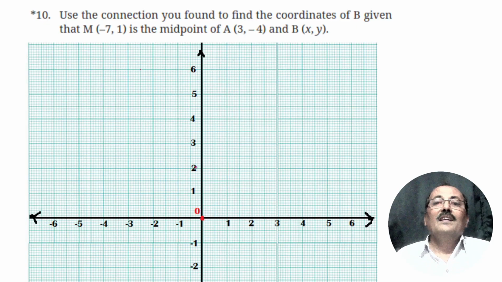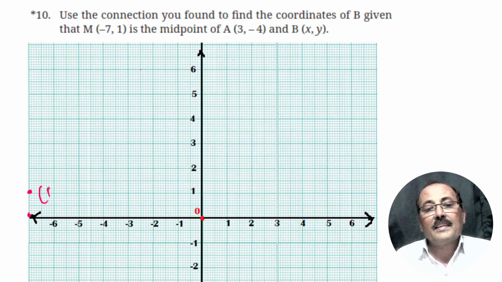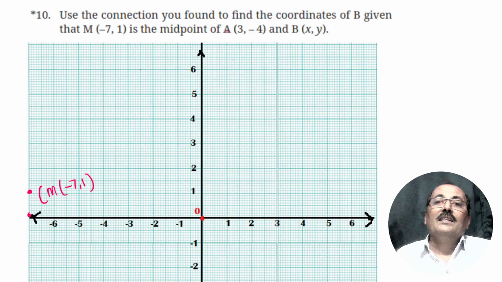Okay, first let us see these 2 points. Let me plot this. M minus 7 comma 1. Where is M? Minus 7 along x-axis. Yes, this one. Minus 7 comma 1 is this point. Okay, this is M. Minus 7 comma 1.